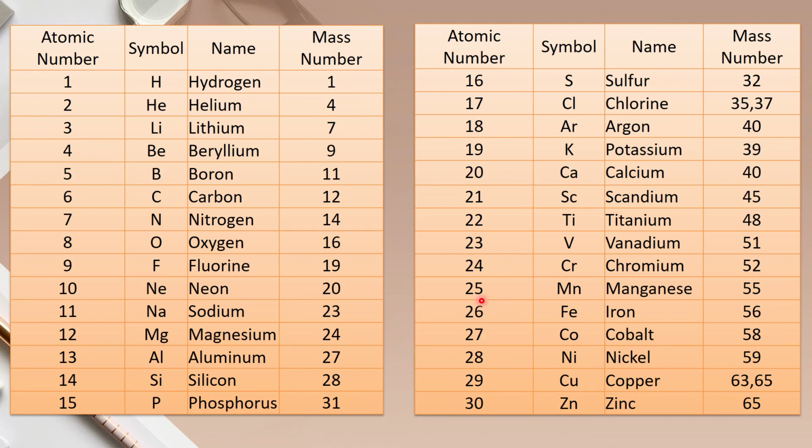In standard 8, I told you how you can remember the mass number. Atomic number, all you know from 1 to 30. And mass number, in most cases, the mass number of an atom is double its atomic number, but there are some exceptions. So you will memorize the atomic number and mass number of all these atoms.